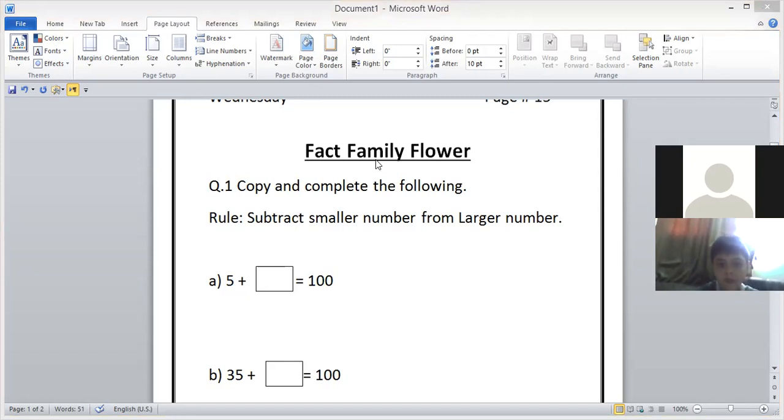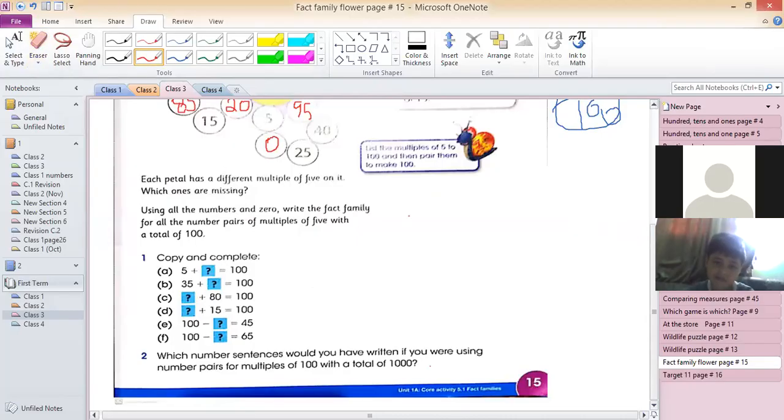Those students who want to participate, please raise your hand. Yes. 5 plus what will give me 100? 95. How do you know? We take 100 minus 5.